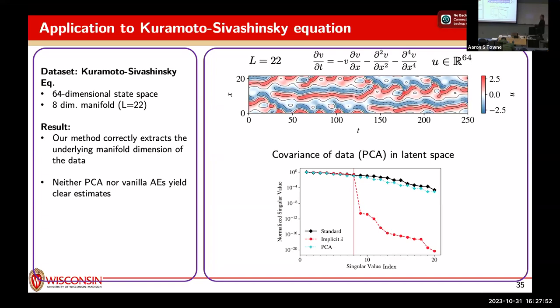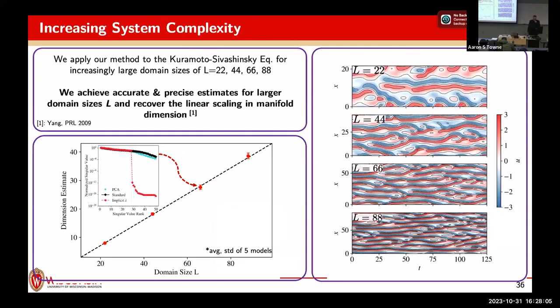Whereas previous methods, where we did PCA and then a standard autoencoder, just do not show this drop in the singular values at a dimension of 8. So we've done the same thing. We can do Kuramoto-Sivashinsky with bigger and bigger domains. So it's just more and more chaotic dynamics, and we just look at the dimension as a function of the domain size.